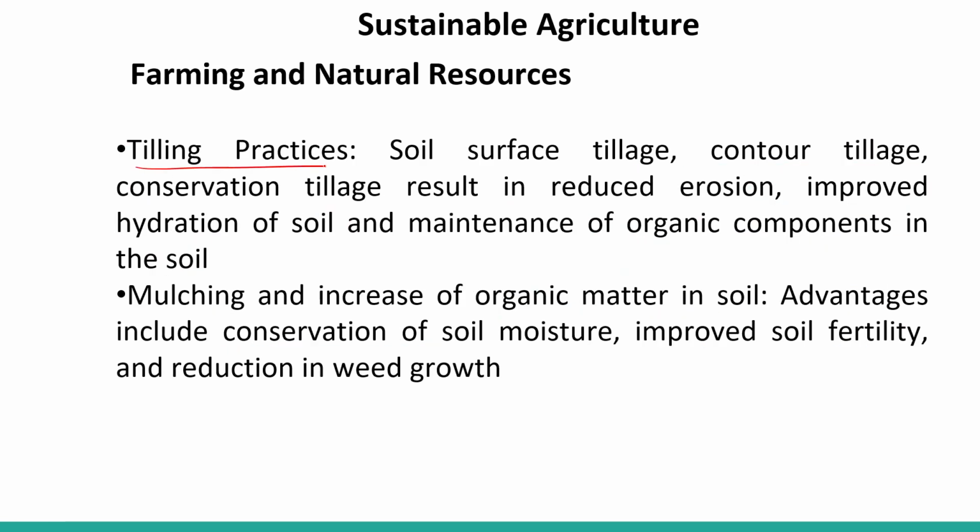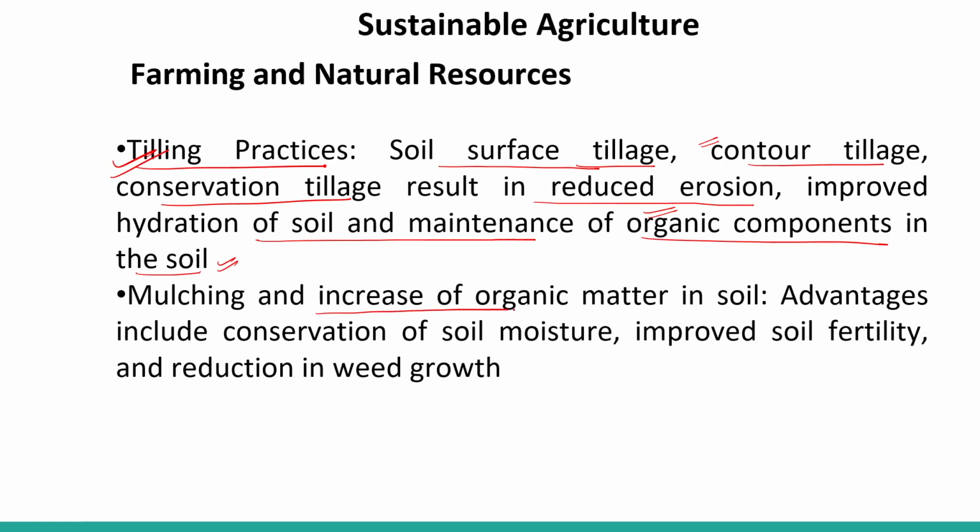Tilling practices. Soil surface tillage, contour tillage, conservation tillage result in reduced erosion. So if we are living at a height, then we can go for contour tillage. Soil surface tillage, it should be covered. Soil surface should always be covered with plants, so it can minimize erosion, right? And improve the hydration of soil and maintain the organic component in the soil. So there are so many benefits of tilling practices.